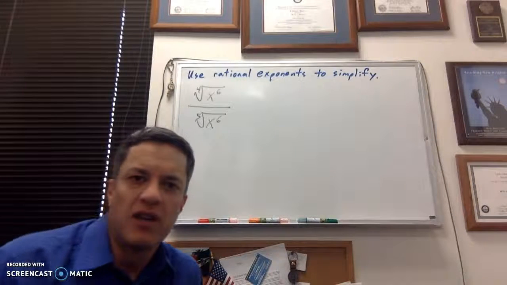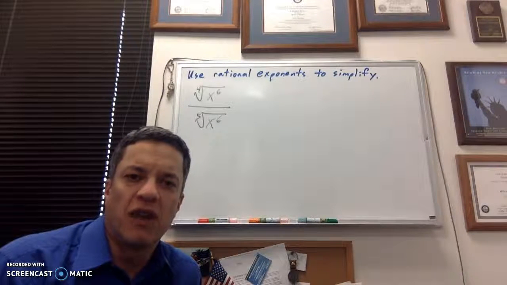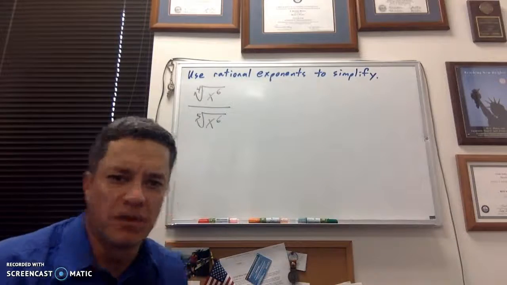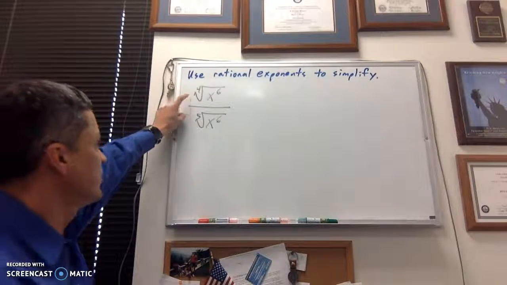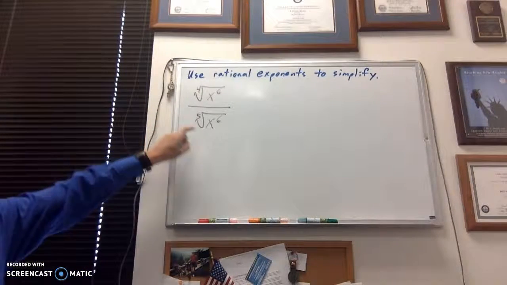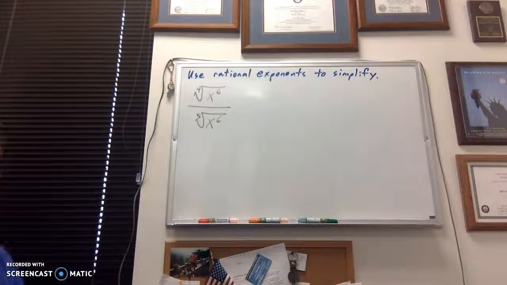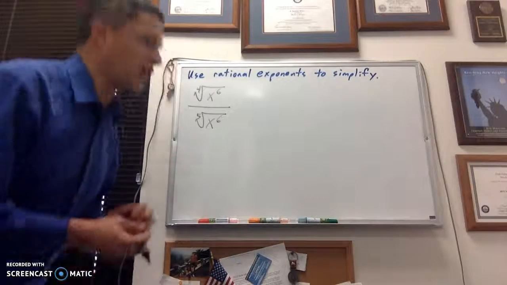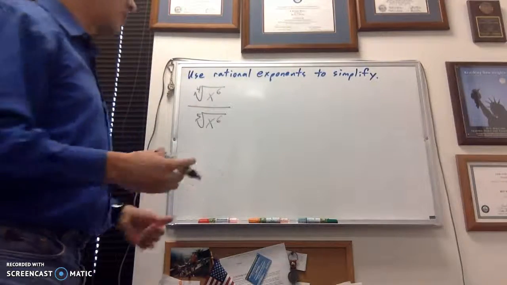But I think this is the last one we're looking at, and then I'll move on to a different unit. So let's look at using rational exponents to simplify the 4th root of x to the 6th over the 5th root of x to the 6th. There's a couple ways to do this. I'll show you the way that they probably show you in the book. That's mathematically correct. And then I'll show you a different way that's kind of cool.